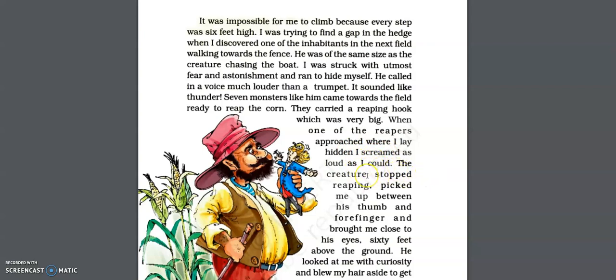When one of the reapers approached where I lay hidden, I screamed as loud as I could. The creature stopped reaping, picked me up between his thumb and forefinger, and brought me close to his eyes, 60 feet above the ground. So, here, children, as they had come to reap the corn, Gulliver was hiding in the field. He screamed loudly because if he would not scream, then he would get hurt by the reaping hook. So when he screamed, the giant creature picked up Gulliver from the ground, and the height of this man was 60 feet.